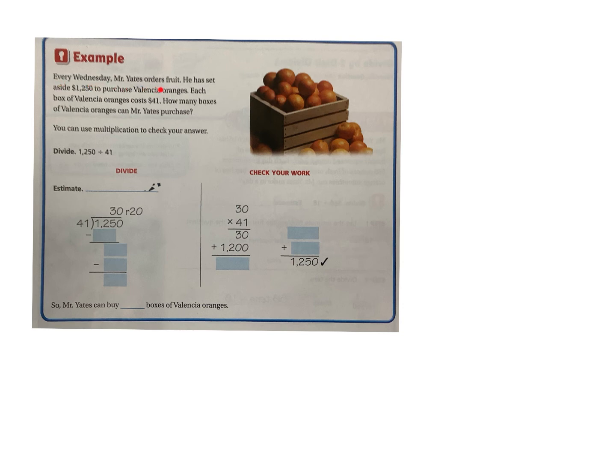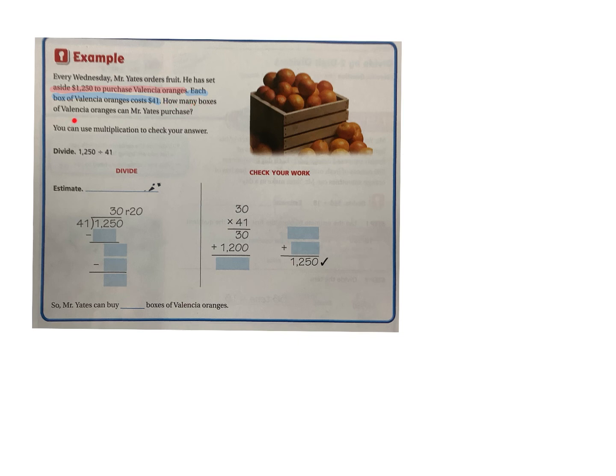All right, let's look at this next example. Every Wednesday, Mr. Yates orders fruit. He has set aside $1,250 to purchase Valencia oranges. Let me just highlight that. That's how much money he uses to purchase the oranges. Each box of Valencia oranges costs $41. So for every one box, it's $41.